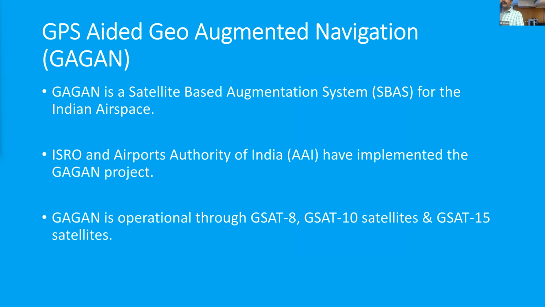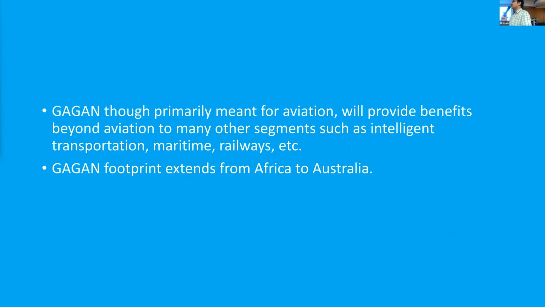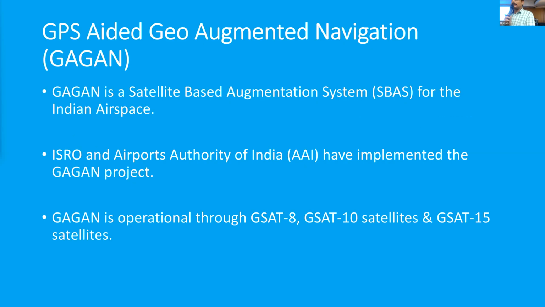GAGAN is meant for GPS Aided Geo Augmented Navigation. This is developed by the Airport Authority of India and ISRO to provide navigation facilities for civil and military aviation, particularly civil aviation. The area covered by GAGAN is much larger because aeroplanes travel very huge distances. They are covering from Africa to Australia. It can also be used for the maritime sector, the shipping industry. So don't confuse GAGAN as a sub-component of NavIC. NavIC is different. GAGAN is different. The satellites are also different.